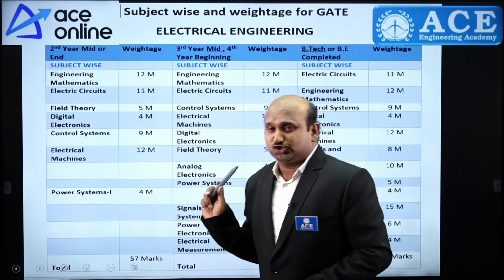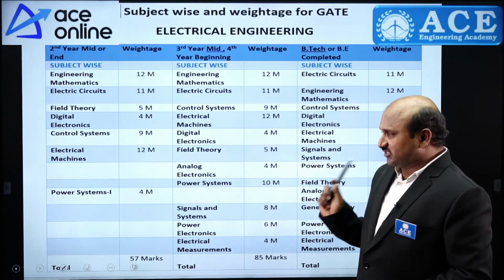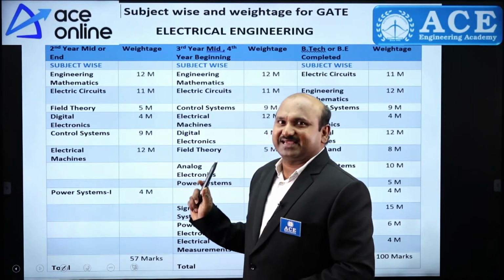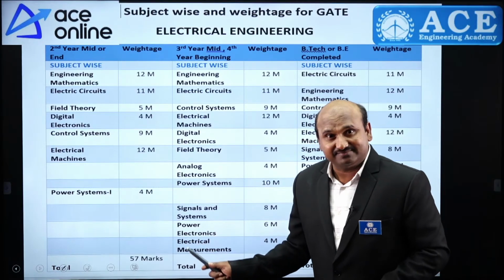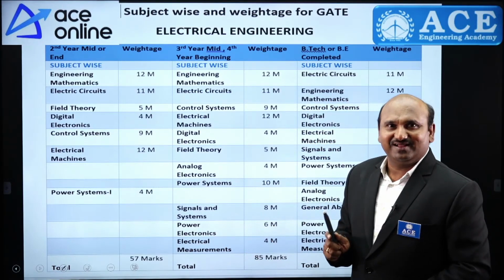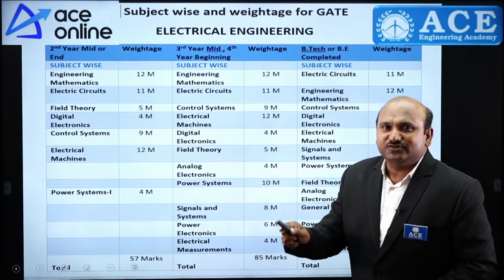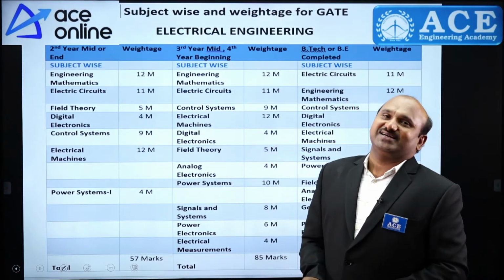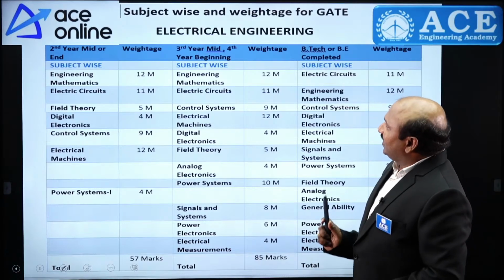Till second year mid or end examinations, they may cover some of the GATE examination syllabus for electrical students. This chart I have prepared for the electrical students. First one: for second year ending students, those who have completed the second year, they can cover 57 marks of the GATE examination here. Once you are thorough with the topics you have covered in the BTech second year, you can cover 57 marks.